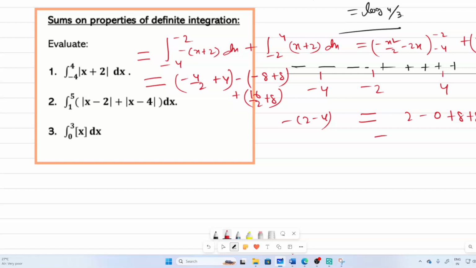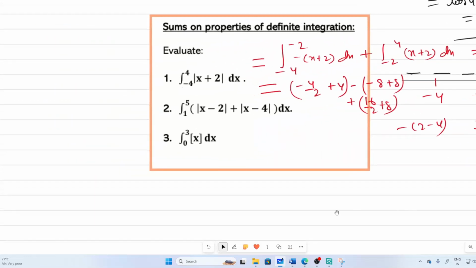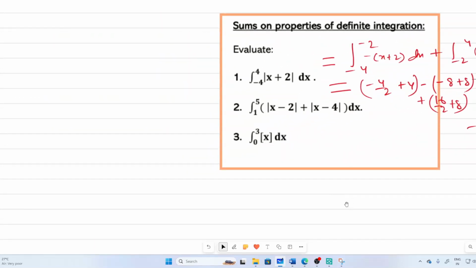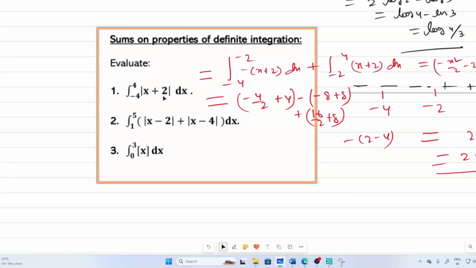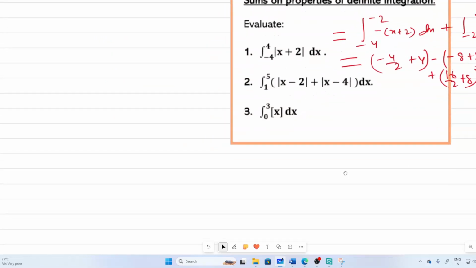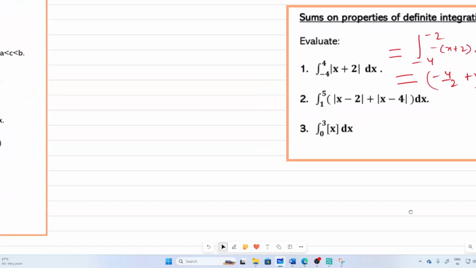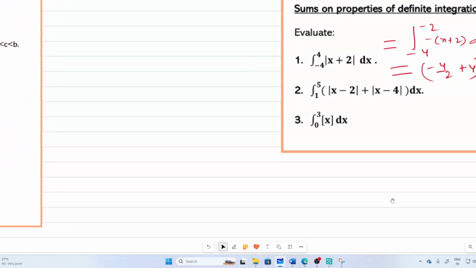Numerical calculation you do better than me. You must write, if I make any little mistake in any answer over there, you must mention it here. Now let us do the next one. This kind of sums are important in definite integration. The property we have used here is the third property, splitting the integrand into a sum of two integrands. For number 2, what to do? It's a very good sum. Again you go for drawing the number line.